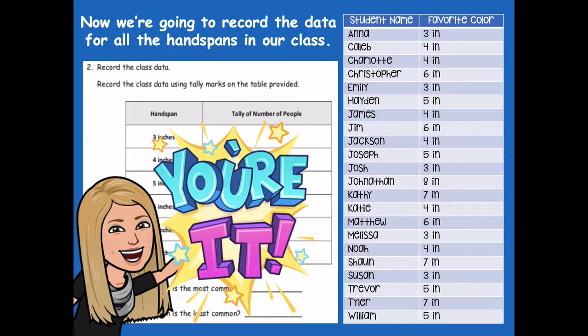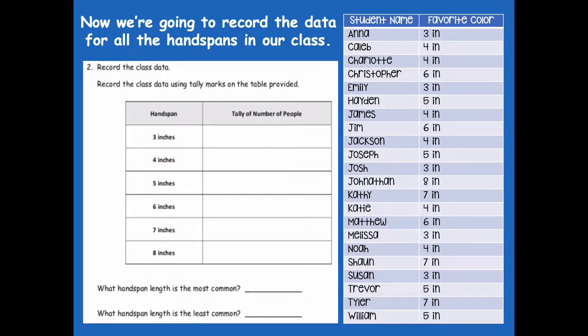Okay, so pause the video. You're going to record the data using the tally marks on your table. If you don't have this recording sheet, just draw out one that's super quick that just has those 3 inches, 4 inches, 5 inches, 6 inches, 7 inches, and 8 inches. So you can see it right there. Okay, and then you would put your tally marks next to those.